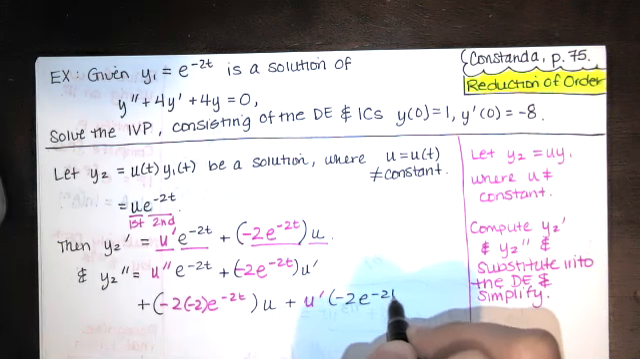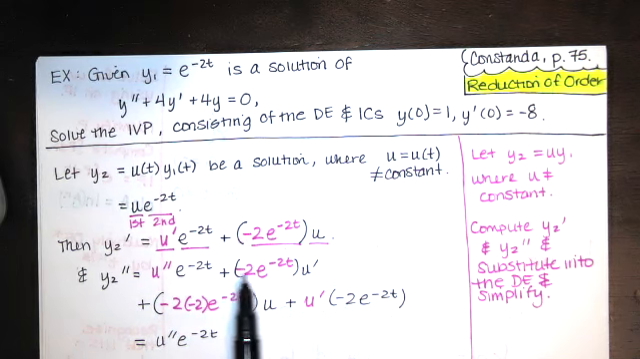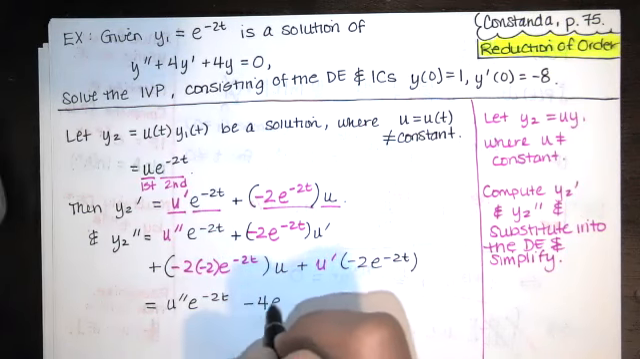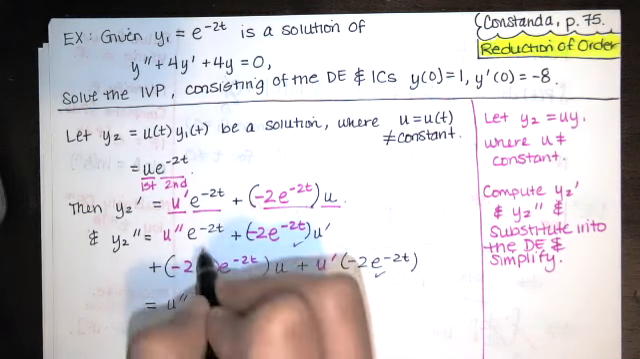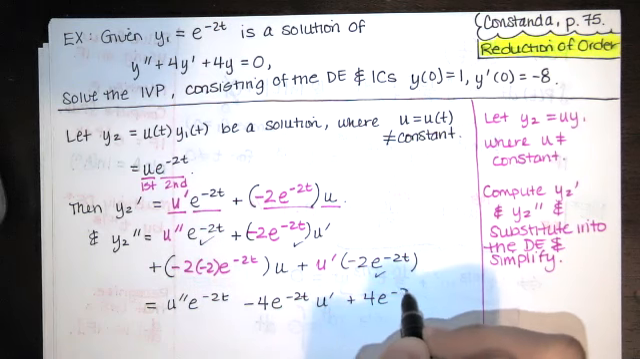Now you can almost always simplify this a bit. So I've got u double prime e to the negative 2t there. And now I've got negative 2 u prime e to the negative 2t. And I actually have another one of those over here, negative 2 e to the negative 2t times u prime. So these two guys give me a negative 4 e to the negative 2t times u prime. That's this one and this one. We've got that one, and now we need this last one, plus 4 times e to the negative 2t.